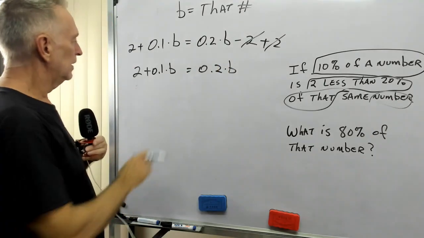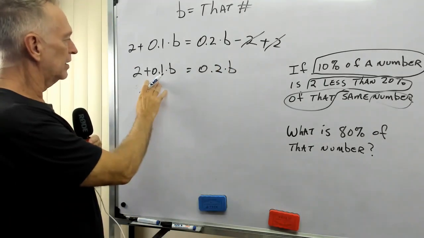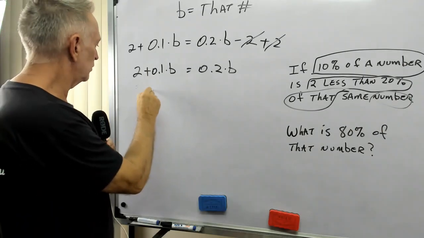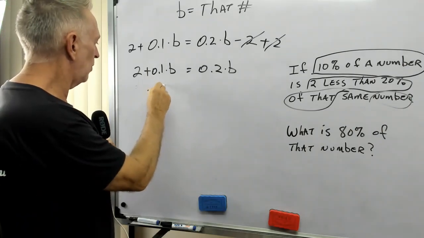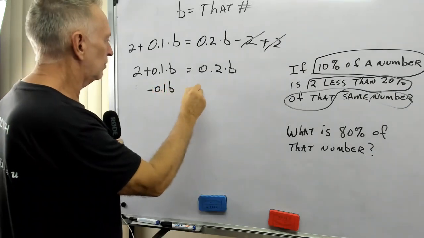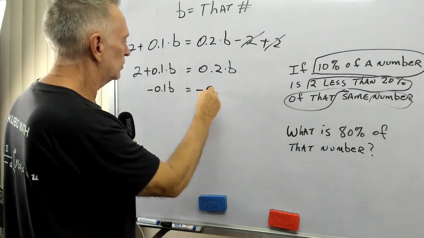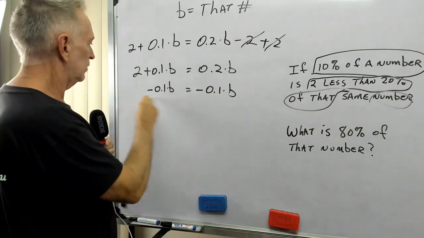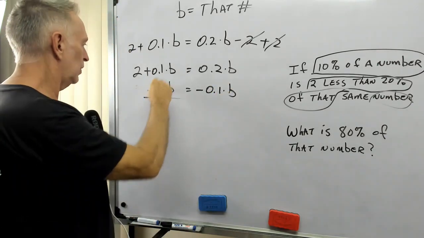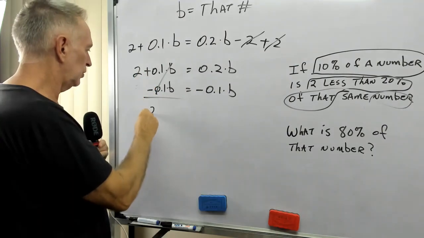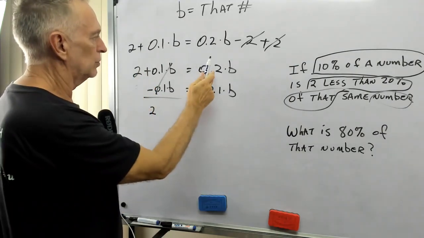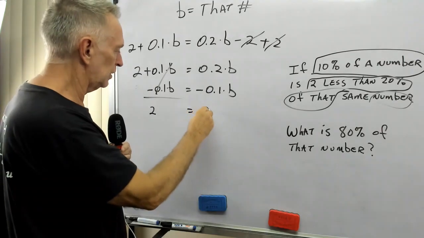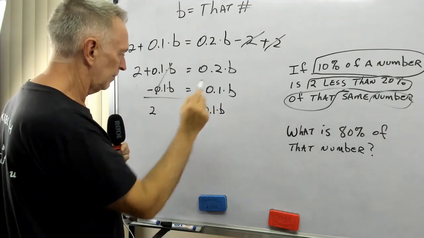Okay? Now then I need to subtract 0.1 B from both sides. So I'll just put it here. Minus 0.1 B equals minus 0.1 times B. Okay, so 0.1 from 0.1, those cancel. I bring the 2 down. 2 equals 0.2 B minus 0.1 B gives me 0.1 B.